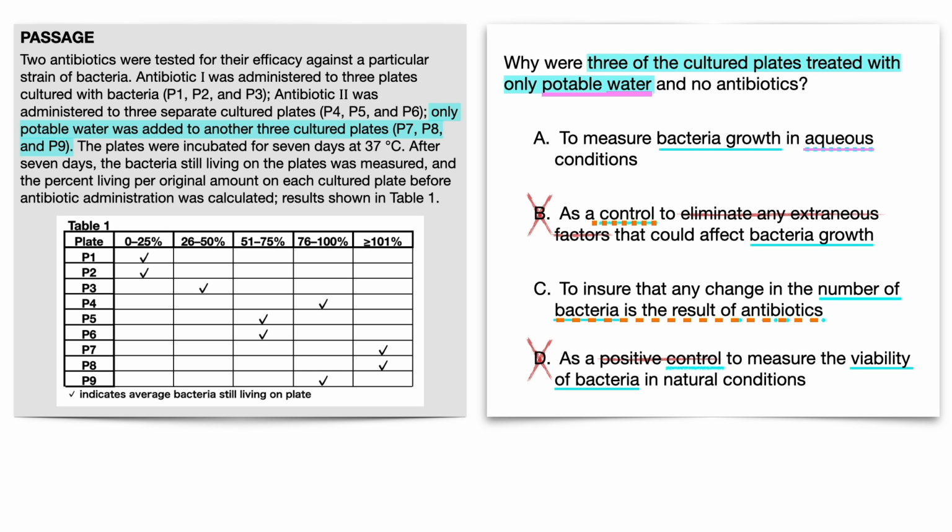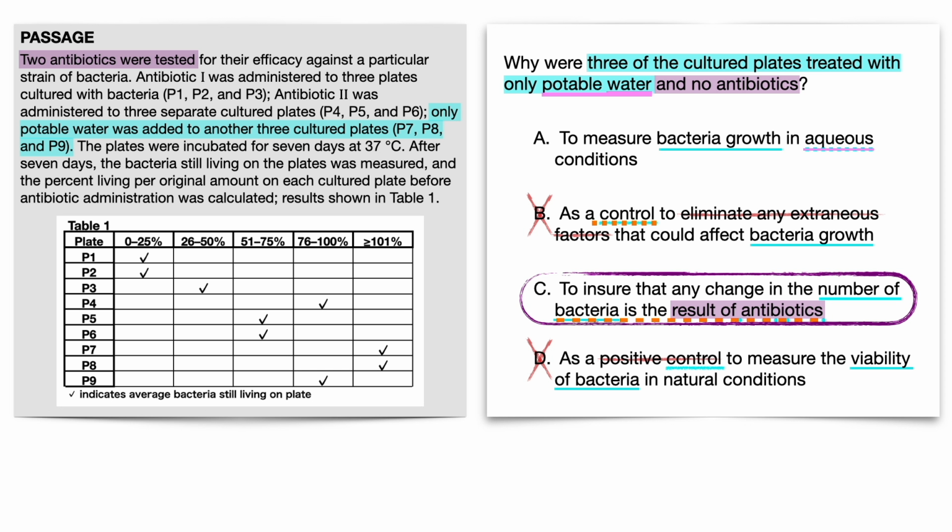This is simply scientific method. And the purpose is to test antibiotics. So the answer must have something to do with antibiotics being tested, which makes C the correct answer, especially since the question mentioned antibiotics. And asking why 3 plates were treated with only potable water and no antibiotics makes the antibiotics important to consider when answering questions about this experiment.